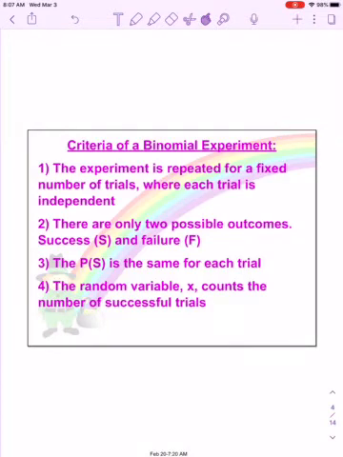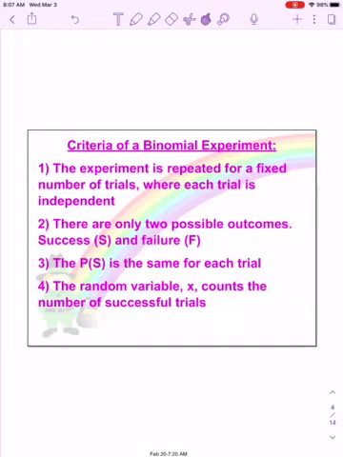2 possible outcomes, a success and a failure. You get what you want or you don't. The probability for success has to be the same for every trial, so it can't change. So if you're doing cards, you have to put the cards back after every try. Your probability can't change the second time because there's fewer cards in the deck. You have to continue to replace things so that that probability stays the same throughout all of your trials.